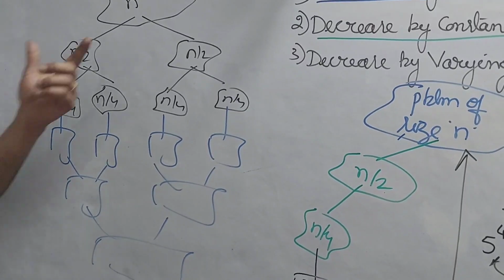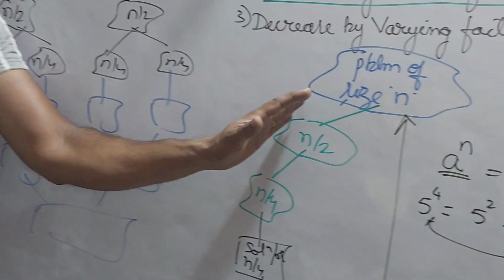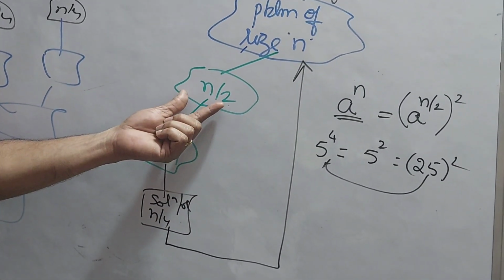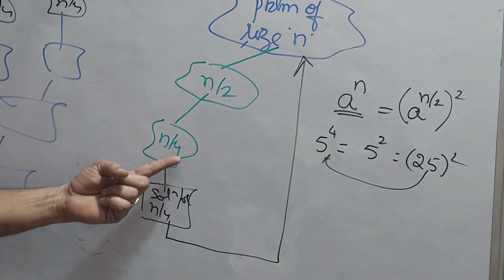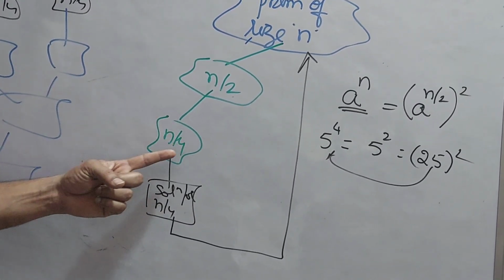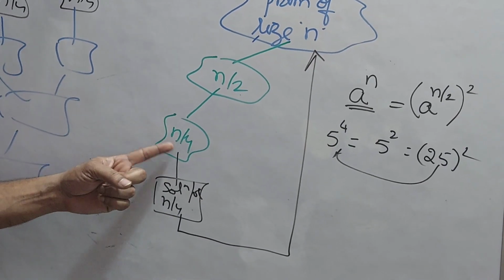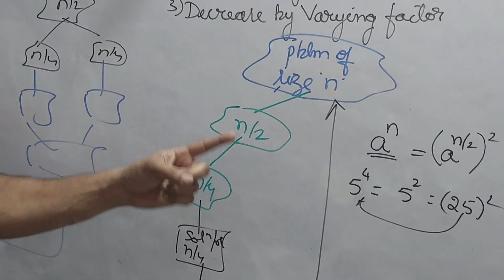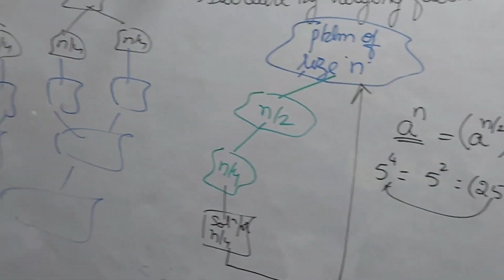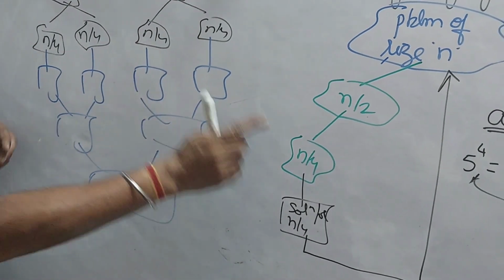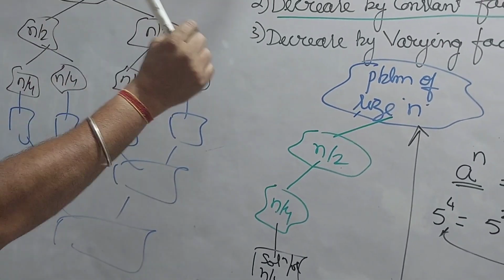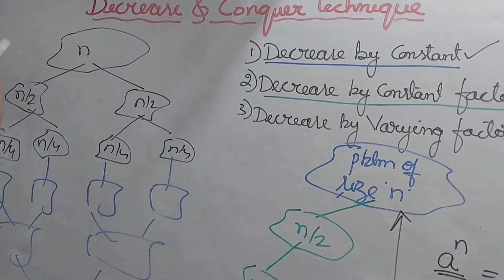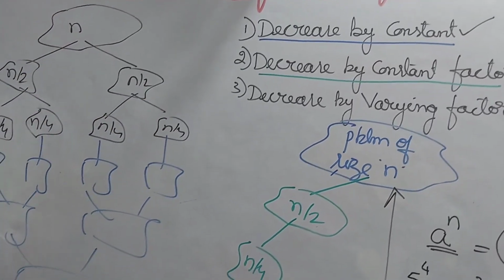That means here I need to solve all the subproblems. But here, if the problem is of size n, I will get n/2 and n/2, and if it is still larger, n/4, and I am solving only one subproblem. After solving one subproblem, from that solution I will get the solution for the overall problem. That is the beauty of decrease and conquer by constant factor. Here I need to solve all these 4 subproblems; here I am solving only one. So decrease by constant factor is much more efficient when compared to the divide and conquer technique.